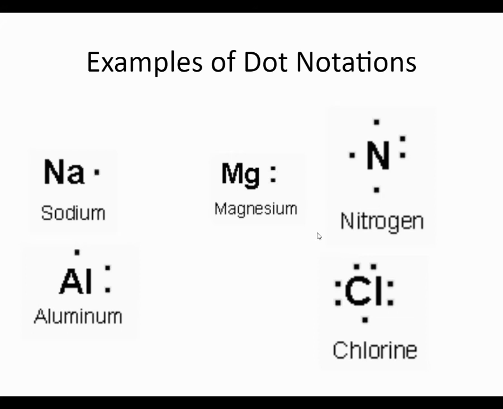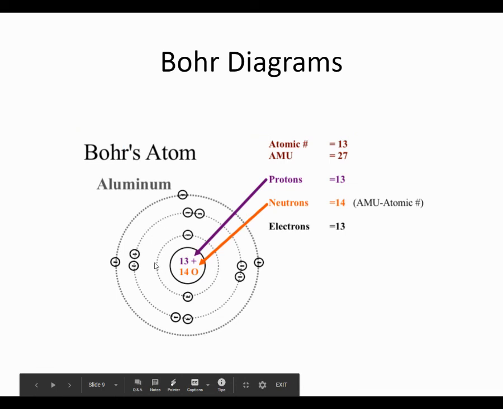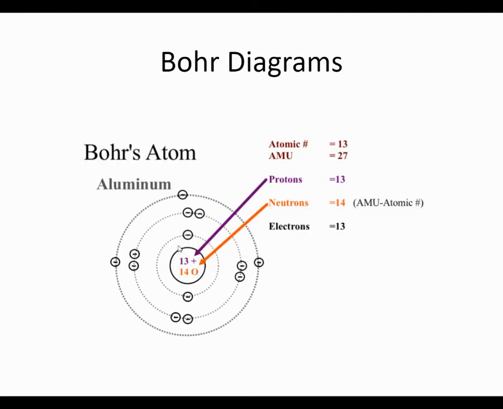Other examples are nitrogen with 5, chlorine with 7, and of course aluminum with 3. Depending on how many valence electrons you have, that tells you how many dots there are. It is that simple. When we do a Bohr diagram, we basically make a Bohr model of the atom, and when we do a Lewis dot, we just do the valence electrons. If you need to do the Bohr diagram to get to the valence electrons, it's easier for you to count out all the electrons, because remember, your first energy level is 2, second is 8, third is 8, and it goes on from there.